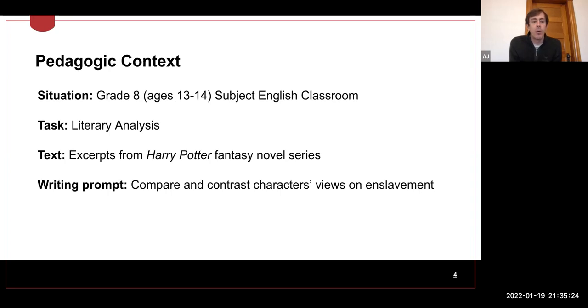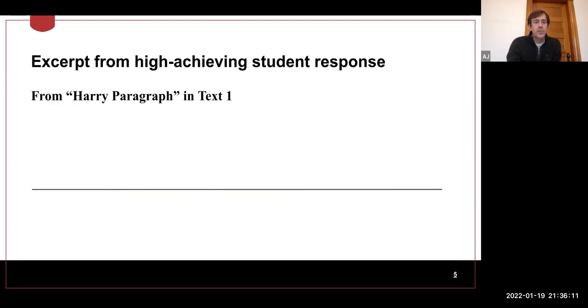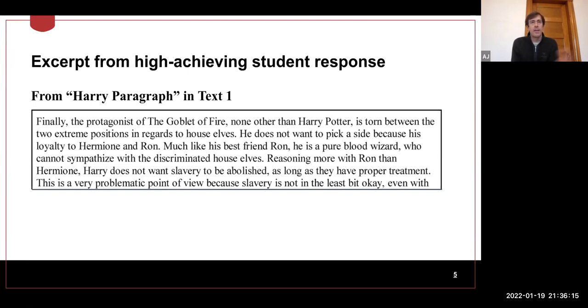So the context of this study was I was analyzing essays that were created in a grade 8 subject English classroom. The task was literary analysis of excerpts from the Harry Potter fantasy novel series. And the writing prompt was to compare and contrast characters' views on enslavement, elvish enslavement in the novels, which, as Jodie pointed out in the chat, is another serious issue. I like how Eszter said we can get at how writers are constructing value positions in opposition to other ideas and value positions without having to go into subjectivity. It gives us a basis for our interpretations. So this is a very small excerpt from what was essentially a 2-page, 5-paragraph essay, 1 paragraph on each of the characters, but I will read from part of a paragraph that directly concerned Harry Potter from a high achieving response.